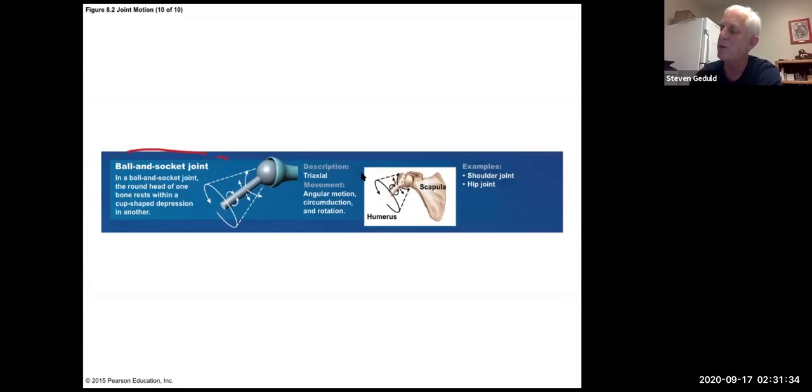And you can have a ball and socket joint. That's the most flexible joint you can have. That's your shoulder joints and your hip joints. Okay? Allows complete rotation in all directions. You see how it just fits in just like a ball fits into a socket.